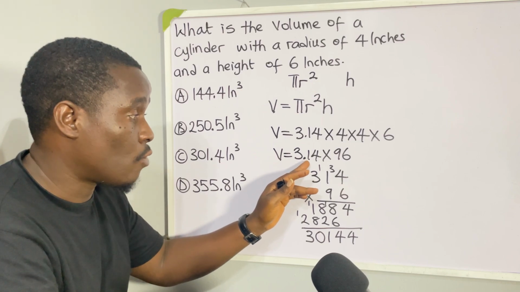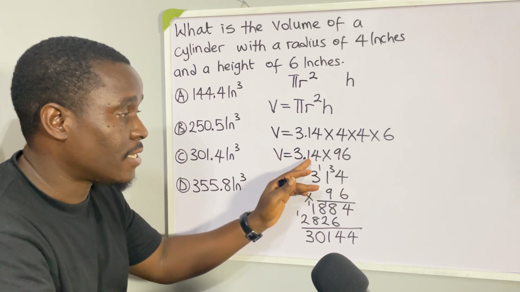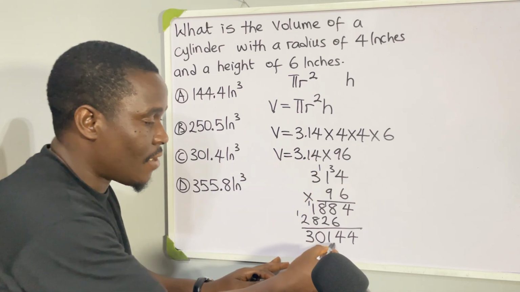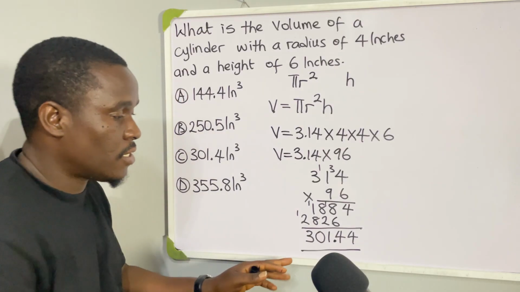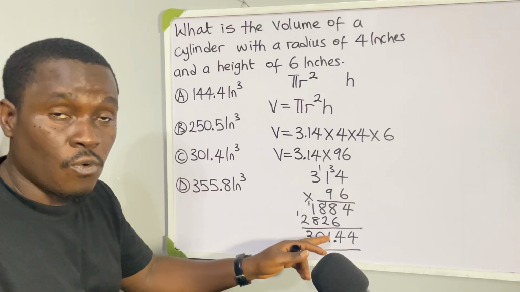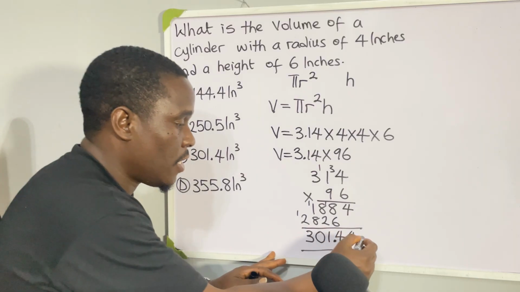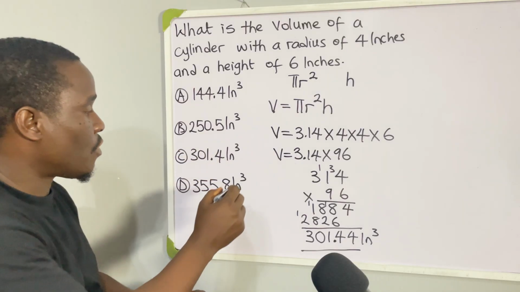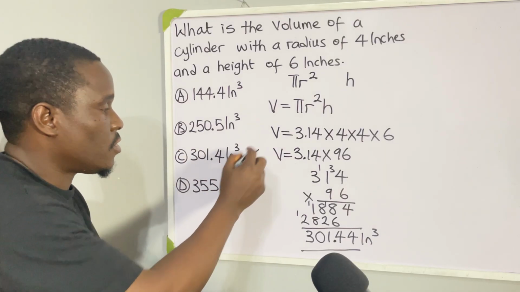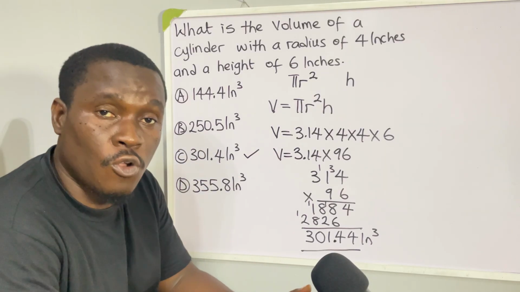Going back to the original question, we can see that there are two numbers behind the decimal point in the question. So in our answer, there will be two numbers behind the decimal point. So this means the volume is 301.44 inch cube. So which of these options is the correct one? Option C. Very simple. Hope you understood the lesson.